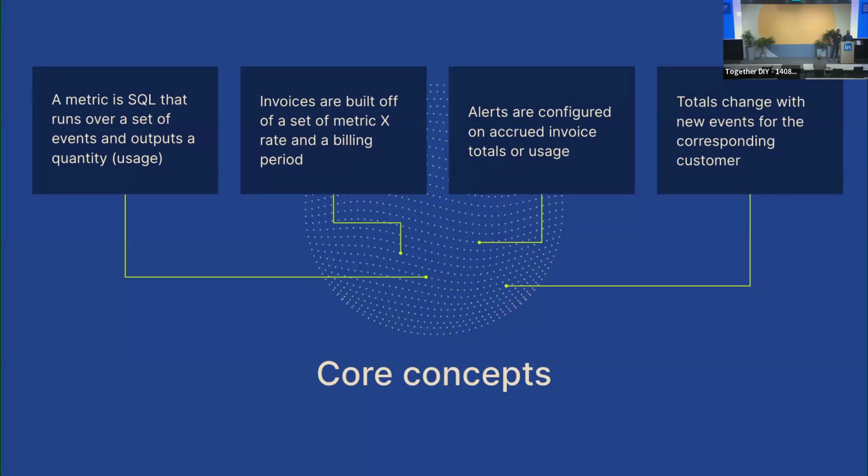We allow configuring alerts on either the accrued invoice total, which is the cost alert, or a specific metric. For example, if you've committed to 10,000 units of usage on this specific SKU, we support that using a usage alert. And the last key point here is that totals for the usage or the accrued invoice only really change when we receive a new event for a customer.